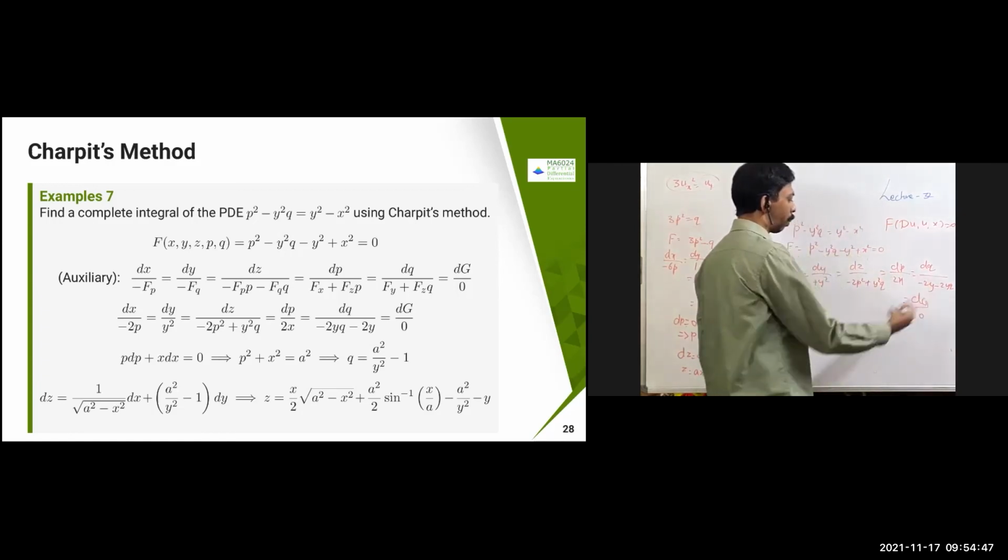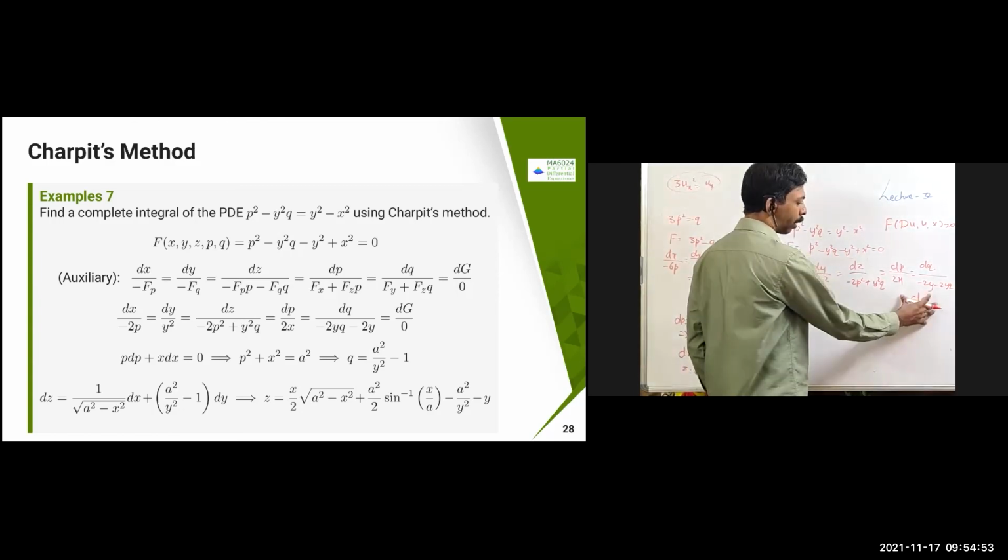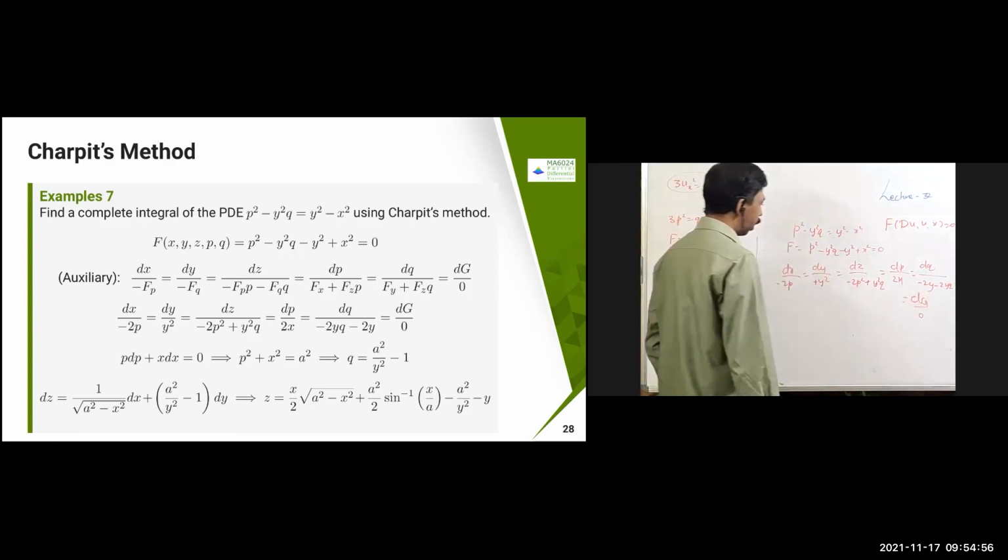Some other function is going to come over there. This g is going to represent another family of curves. That is the reason I'm just putting dg here. Okay, so I have to solve this one.